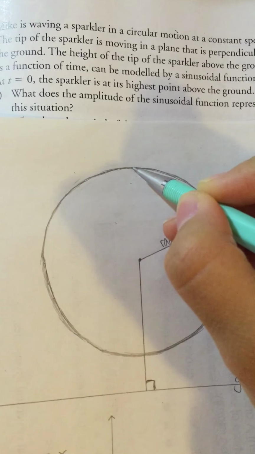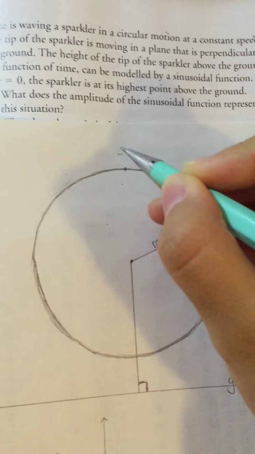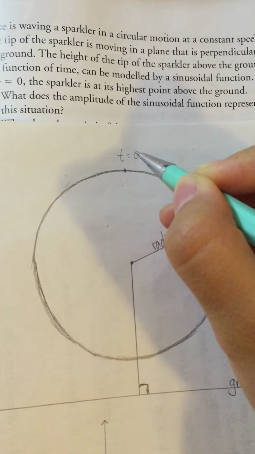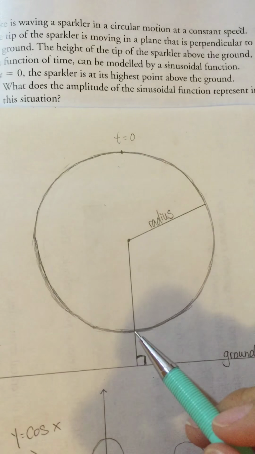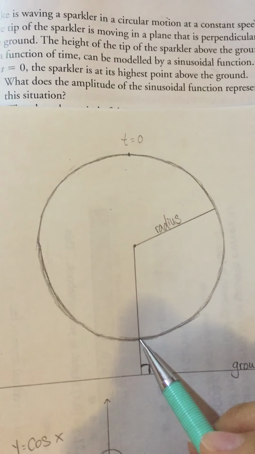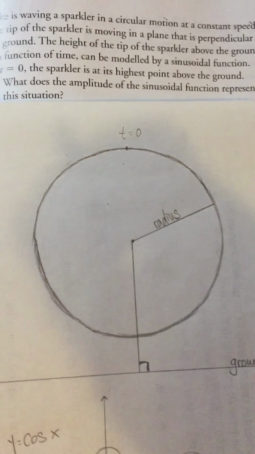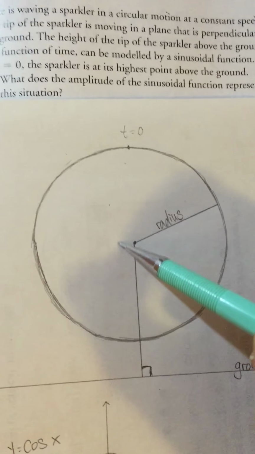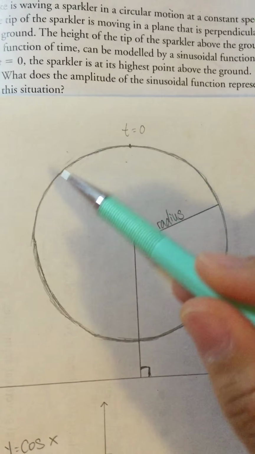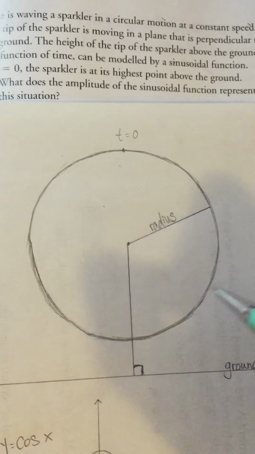So at t equals 0, it is at its highest point, and after some time it will come to the lowest point. So the radius of the circle in which the tip of the sparkler is moving is the amplitude of the function.